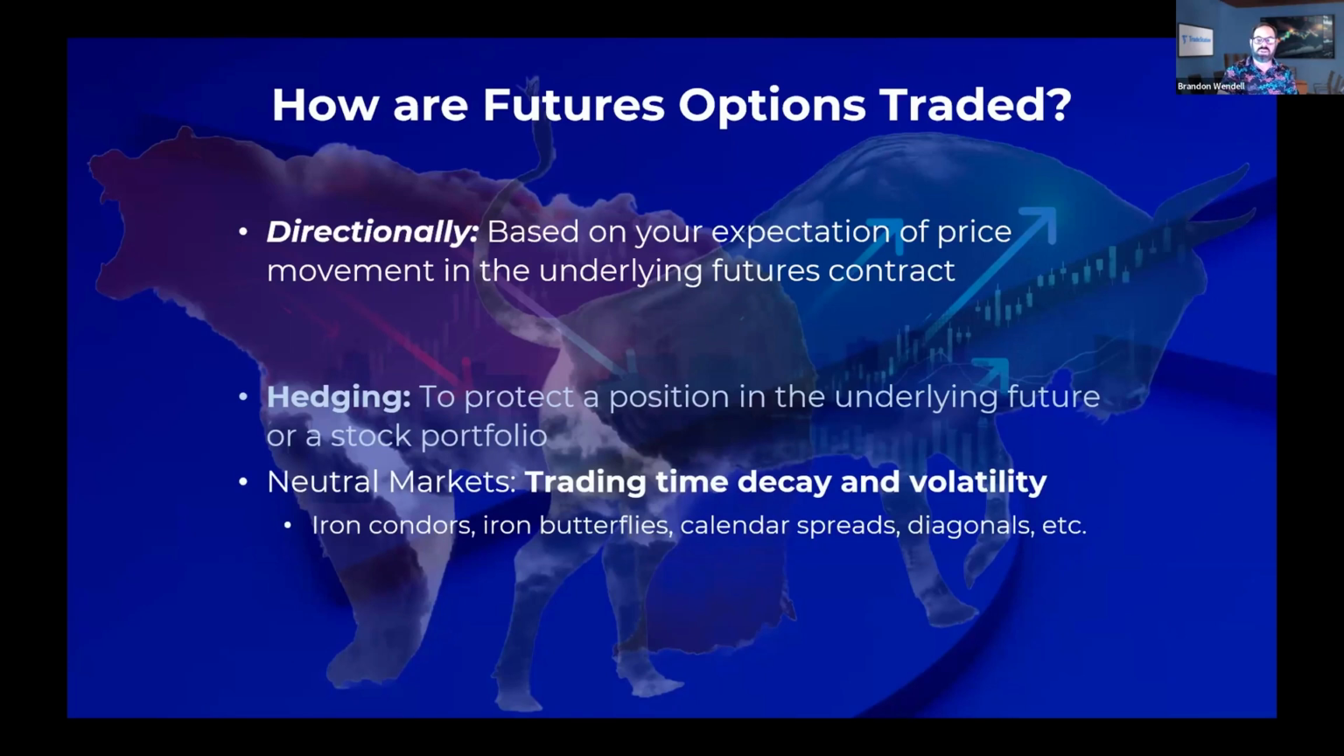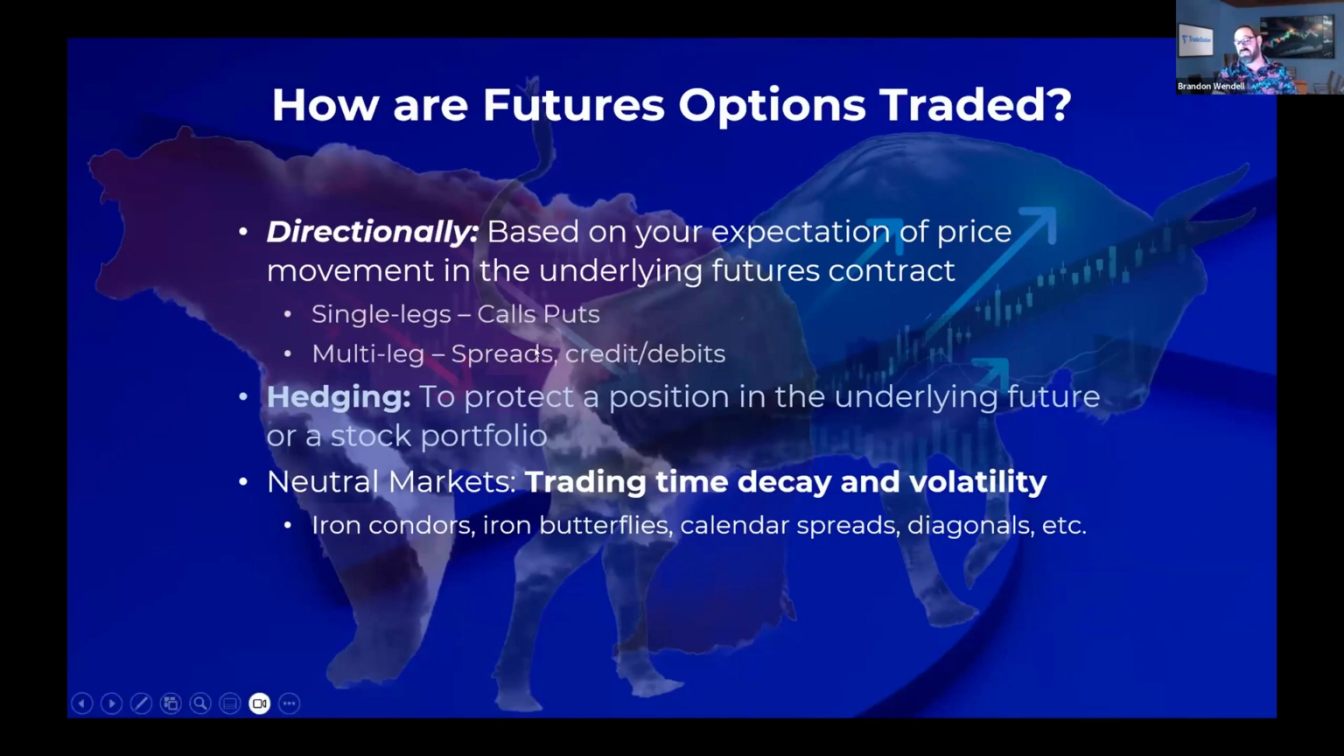You can do neutral market trading opportunities. There are things like iron condors, iron butterflies, calendar spreads, diagonals. You can generate income from these options depending on what you think the underlying securities are going to do. So that's a lot. It's a very versatile tool. That's one of the neat things about it. And I think it's something that a lot of people really need to get into.